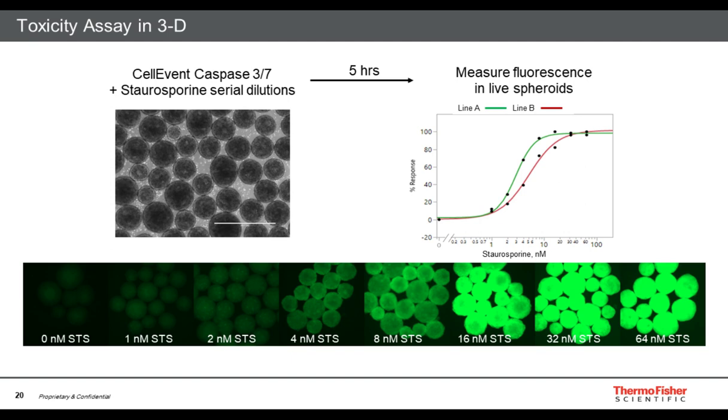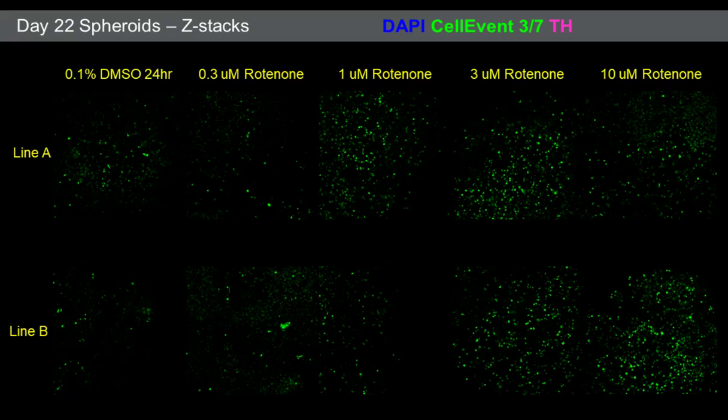So exposure to a range of concentrations of staurosporin looks like this. This is the response of the CellEvent dye. And when we quantitate that fluorescence in live spheroids, we get curves like this. So here we can see that the A30P mutation is shifting the ED50 for staurosporin. Next, we're going to try to perform a similar assay in more mature midbrain organoids.